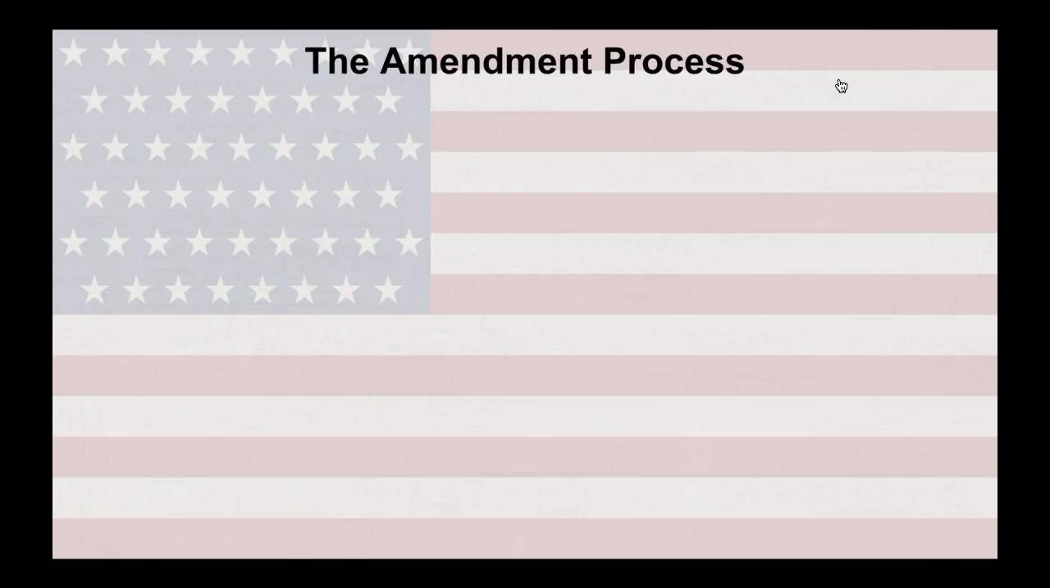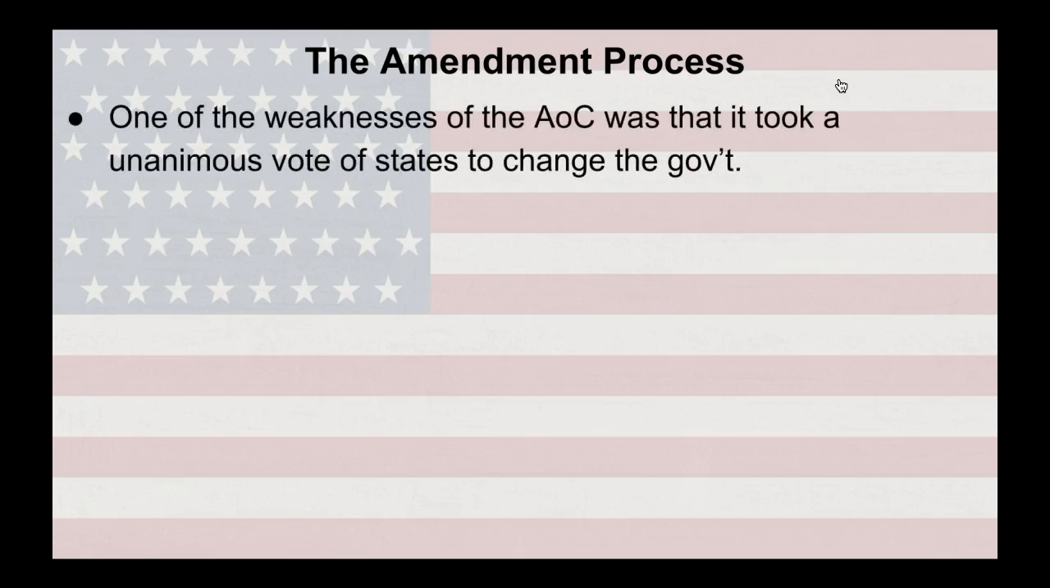So, the amendments process. One of the biggest weaknesses of the Articles of Confederation was that all 13 states had to vote in favor of a change. And so this does not really facilitate any flexibility. It's going to be very hard to get 13 states to agree on things without significant compromise, and it's going to take a while. So by and large, it's going to be difficult to change the Articles of Confederation.